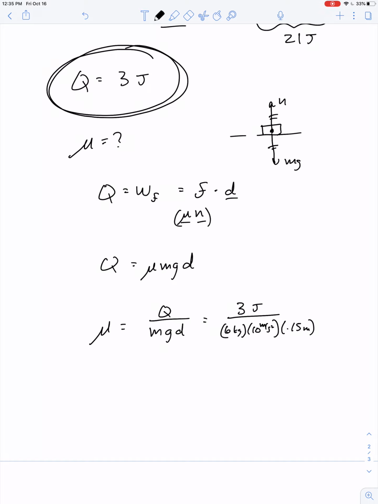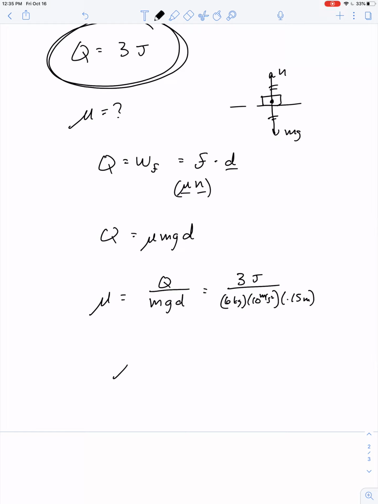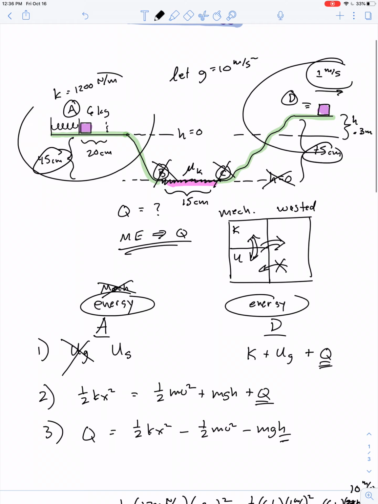Okay, grab a calculator and see what you get. Okay, hopefully you get the same thing I got. Mu is 0.33. So there you have it, an example where we have to account for the fact that once in a while mechanical energy is converted into thermal energy.